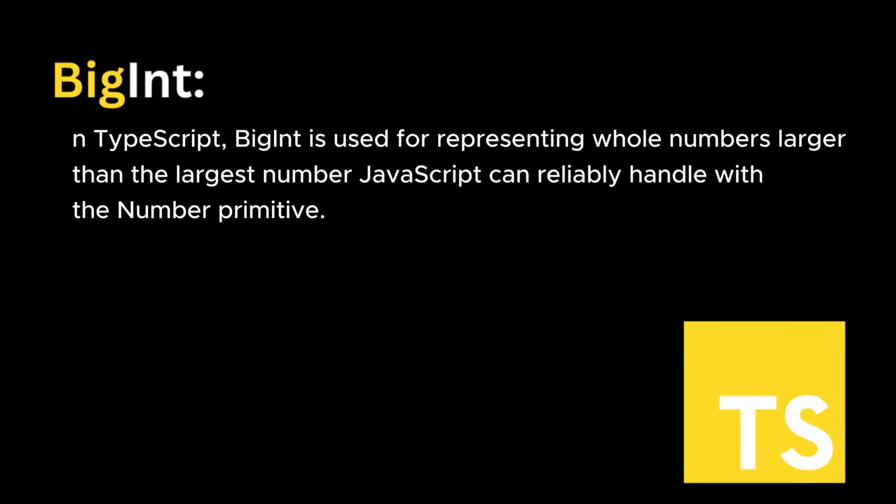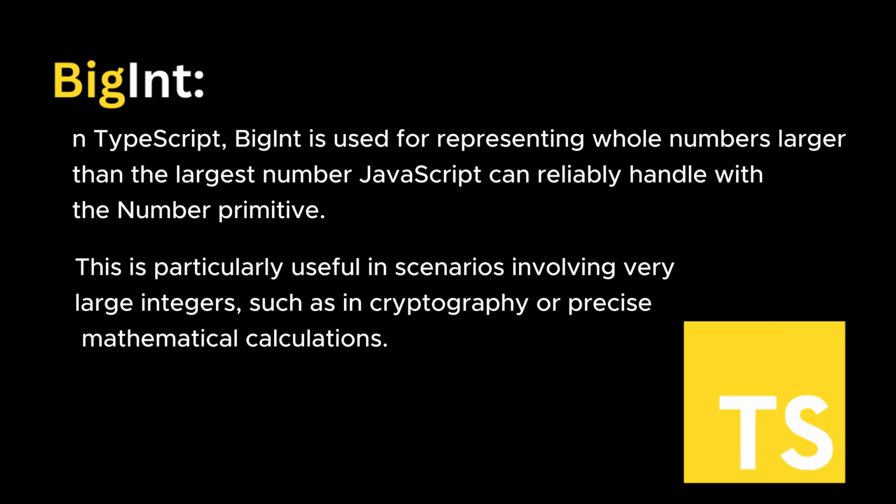Next, let's talk about the BigInt type. In TypeScript, BigInt is used for representing whole numbers larger than the largest number JavaScript can reliably handle with the number primitive. This is particularly useful in scenarios involving very large integers, such as in cryptography or precise mathematical calculation. Let's see a basic example of BigInt.